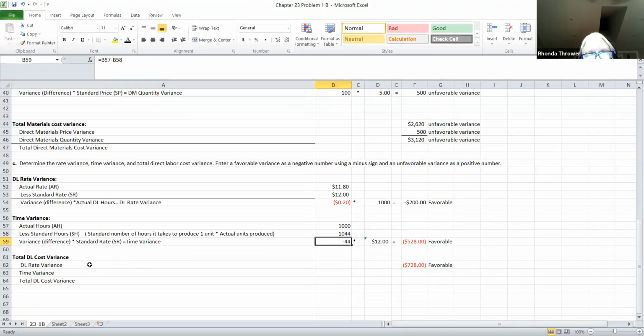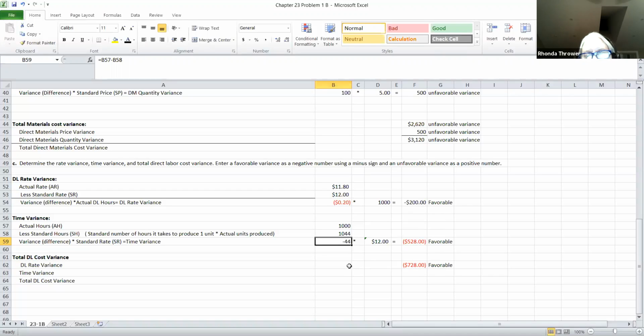The last thing they want you to calculate on this problem is the total direct labor cost variance, which is simply adding both of these together. So you had a negative $200 favorable rate variance. You have a negative $528 time variance. Because both of these are favorable, the total negative amount is $728 that is favorable.